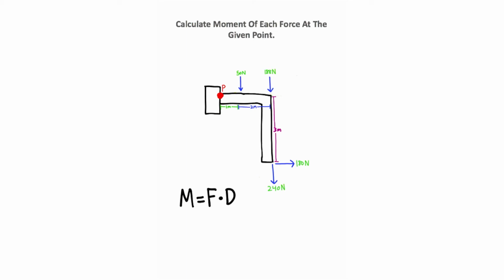Now we're going to calculate the moment for each force. Moment is the product of force and distance. So if we do this for force 1, we have a 50 newton force and a distance of 1 meter. So we have 50 times 1, which is 50 newton meters. That's your moment for force 1. For force 2, we have 188 newtons times 3 meters, which is going to give you 564 newton meters for force 2. And for force 3, we have two components here and here.